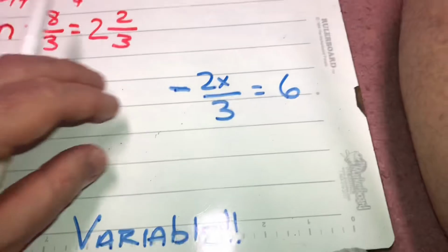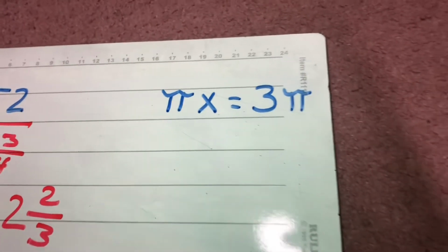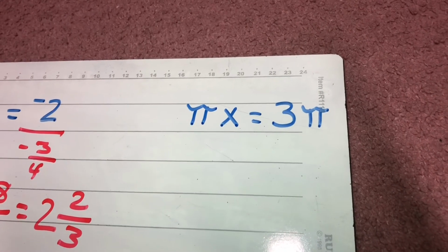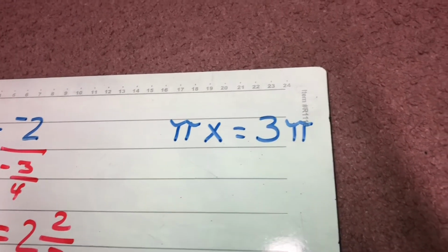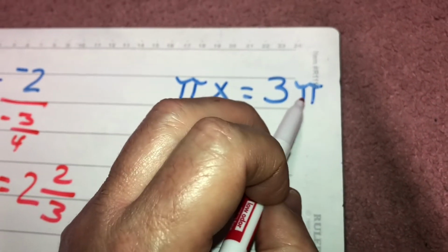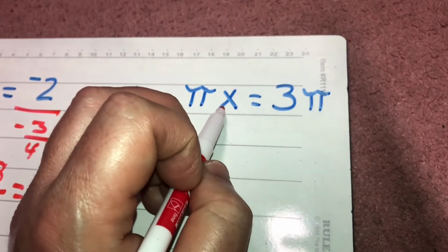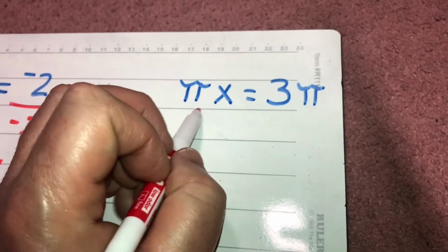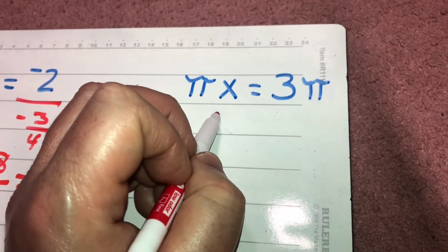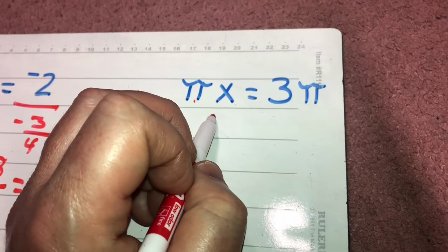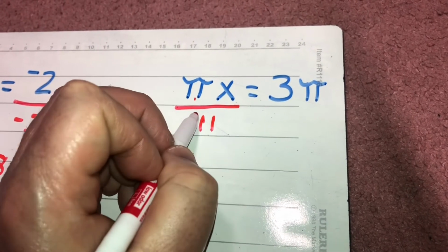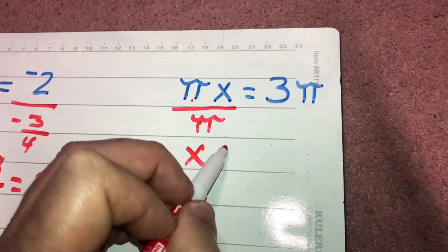All right, just a couple more. Let's go to this one right here. Pi times x equals 3 pi. We're not worried about, in this situation, converting pi to 3.14 or anything like that. Pi is just going to be a number. X is going to be our variable. So in this situation, to get x by itself, because pi times x is a multiplication problem. Remember, a number right next to a variable is a multiplication problem. So I'm going to divide everything by pi, and that's just going to leave me with x.